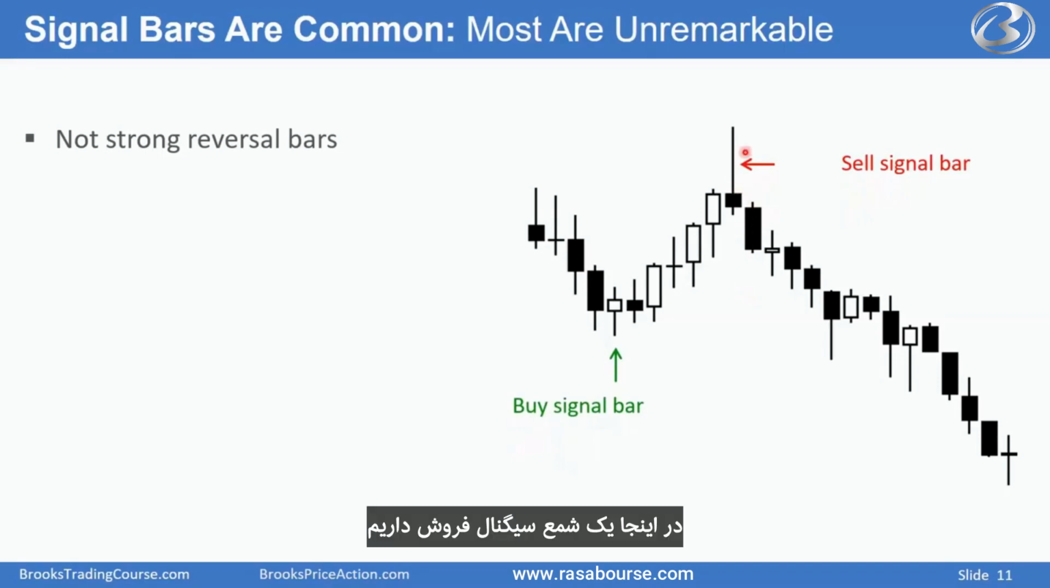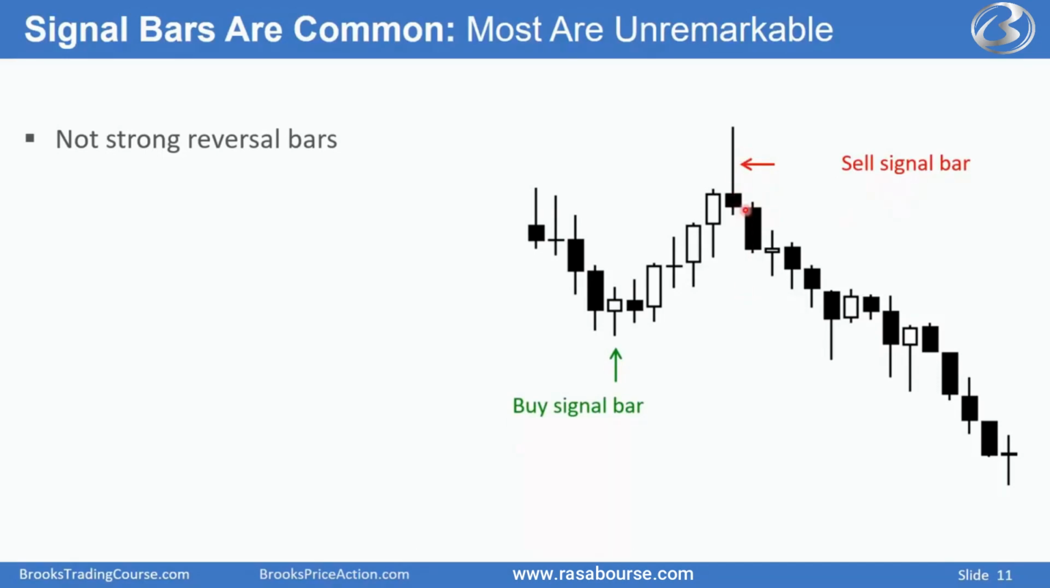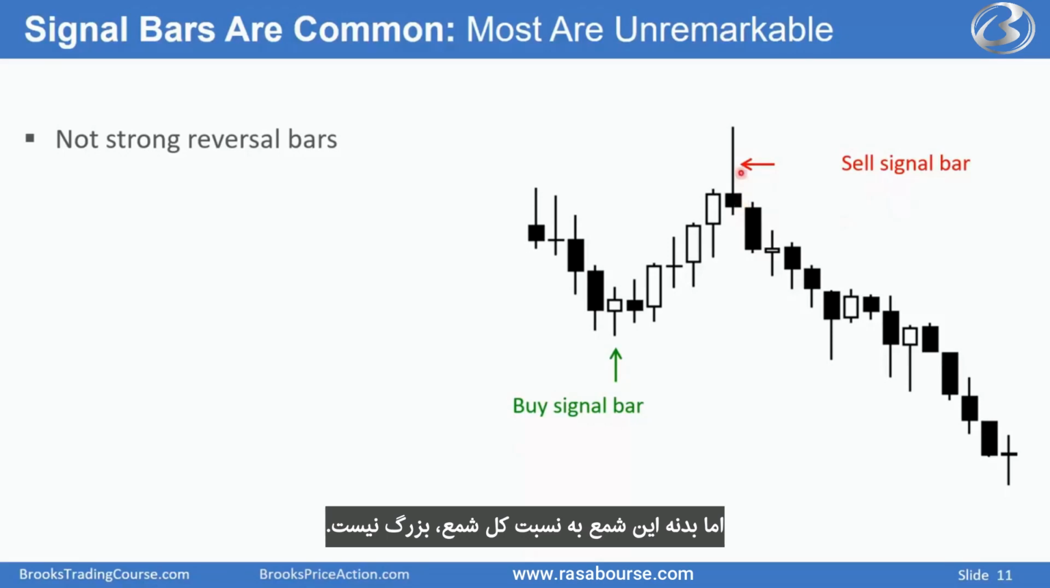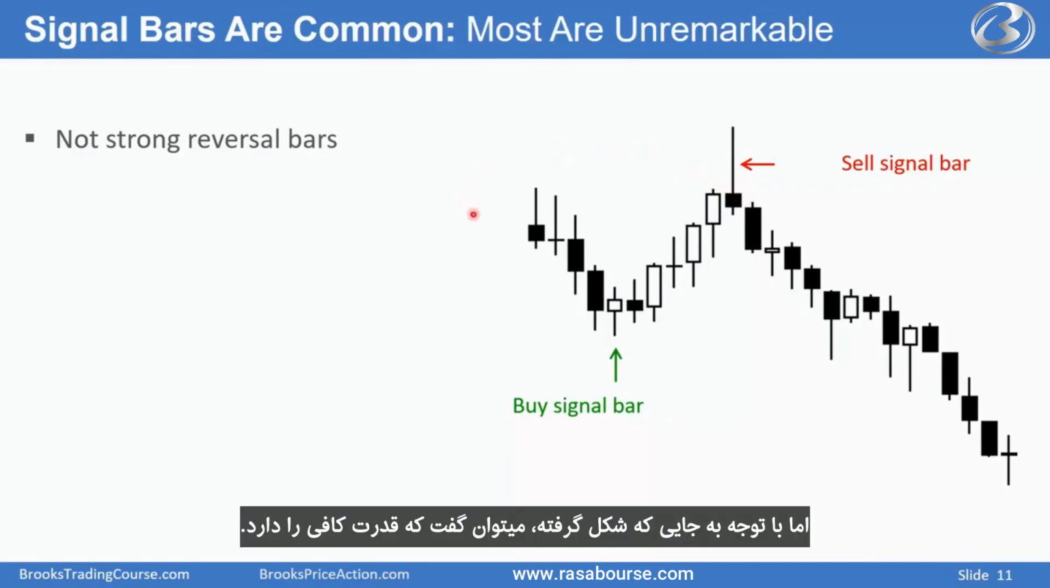You probably don't need a particularly strong bull reversal to reverse this weak bear trend. Here we have a sell signal bar. It's a reversal bar, but the body is not particularly big relative to the size of the bar. So it's not an especially strong sell signal bar, but it's strong enough given the context.